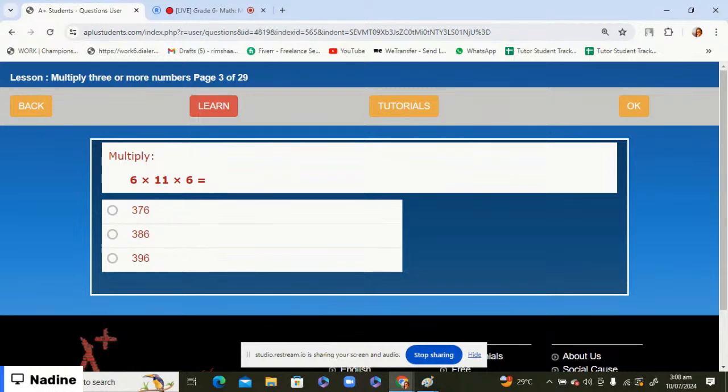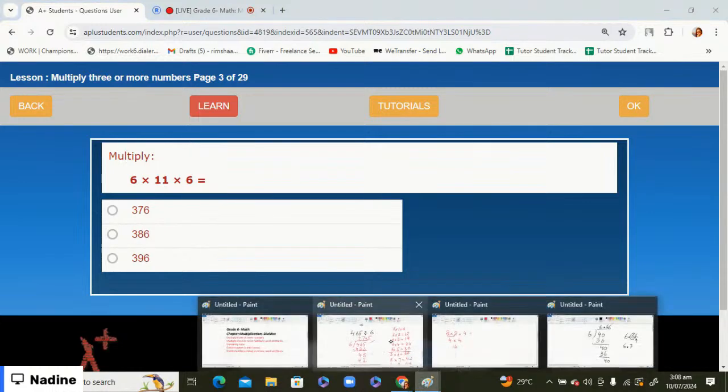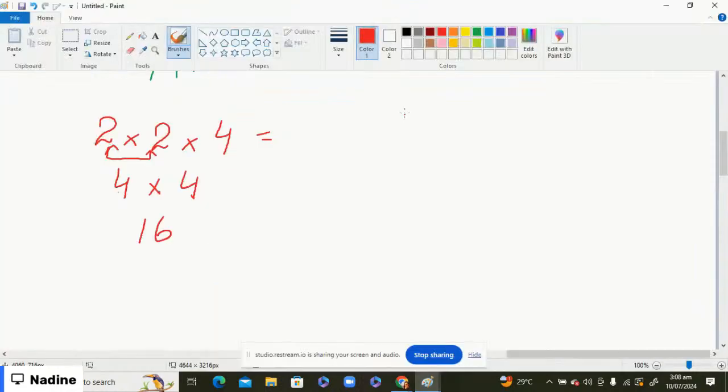Now multiply 6 times 11 times 6. So here is 6 times 11 times 6. Good, the answer is 16. Very well done. This is for you. So 6 times 11 is 66 times 6. Let's check it out. 66 times 6. What's the answer? We got it.